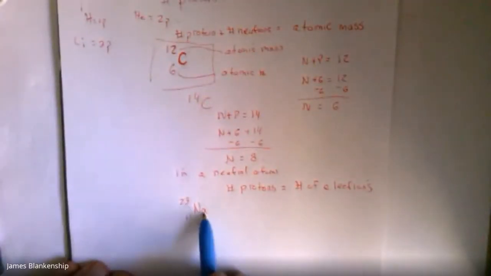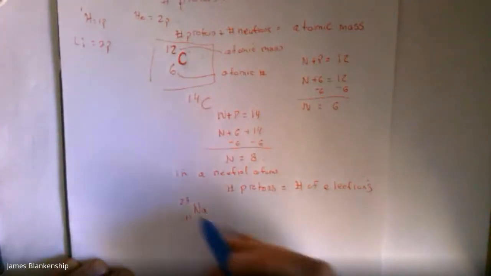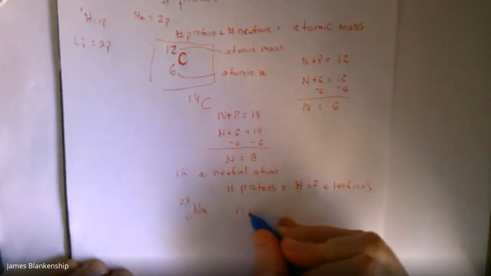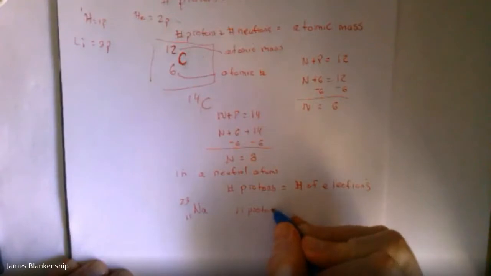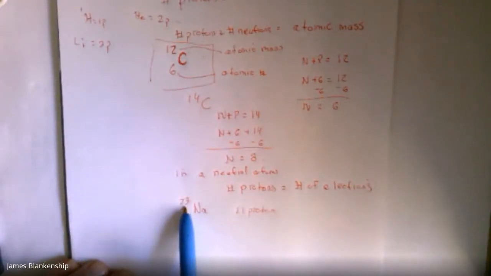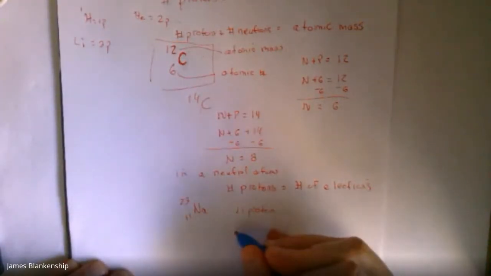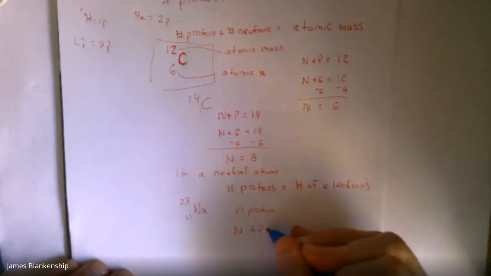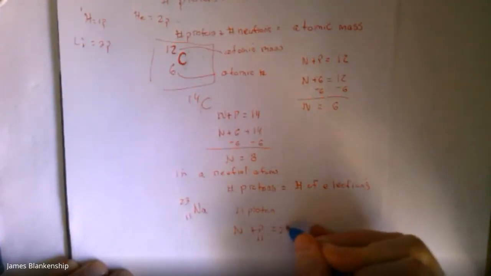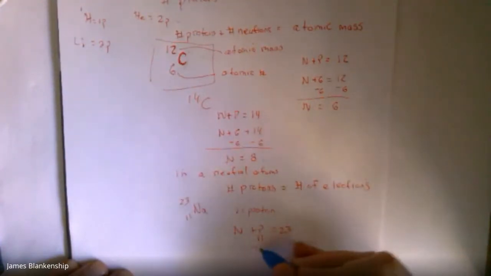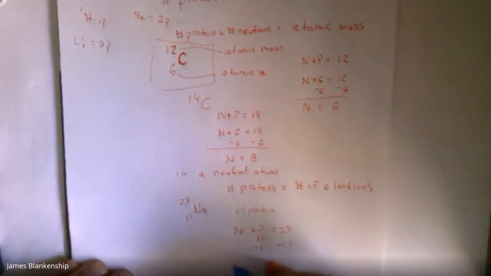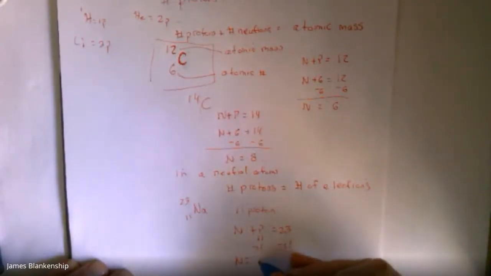they could ask you about sodium, and they could say, how many protons does sodium have? Well, all sodiums have 11, so it has 11 protons. How many neutrons does it have? You would have to say neutrons plus protons, which is 11, equals 23. Subtract your 11, subtract your 11, and that tells you that your neutrons are 12.